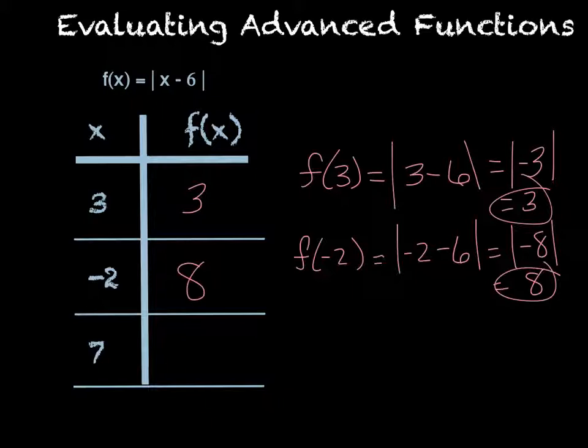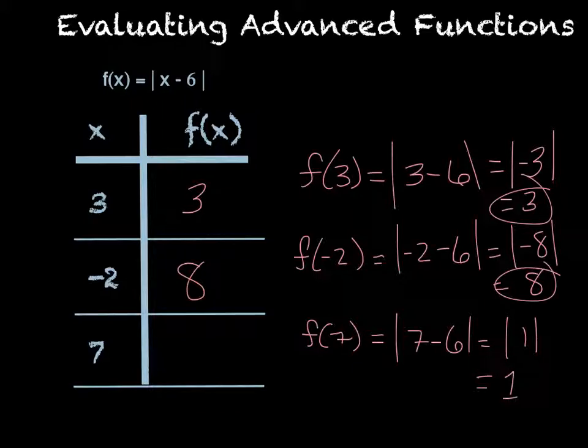And our last one is f of 7. So I'm going to put in absolute value of 7 minus 6 equals the absolute value of 1. So essentially we can just write it without the absolute value and write it as 1. So f of 7 is 1.